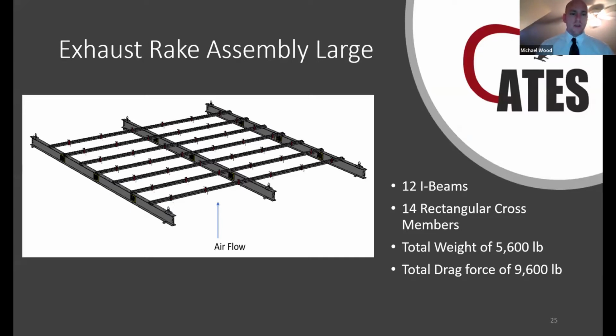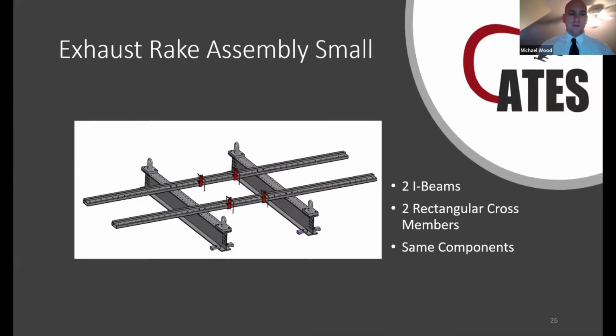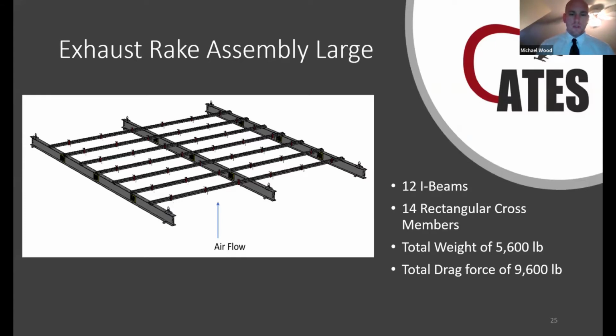So our exhaust rake had to be configurable to different test cells of varying sizes, so we used sections of cross members and I-beams to allow it to be adjustable to the application. This assembly shows the configuration for the largest of the test cells, the F402 at Cherry Point, which had an exhaust area of 31 by 31 feet. And this rake is made up of 12 I-beams and 14 rectangular cross members. Next slide.